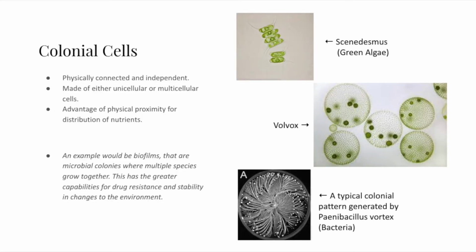Colonial organisms form colonies which are physically connected and independent. These colonies can be made of either unicellular or multicellular cells. These formations of colonies have the advantage of physical proximity for the distribution of nutrients. An example would be a biofilm, that is a microbial colony where multiple species grow together. This has greater capabilities for drug resistance and stability in changes in the environment.